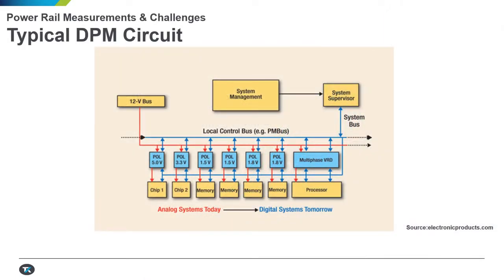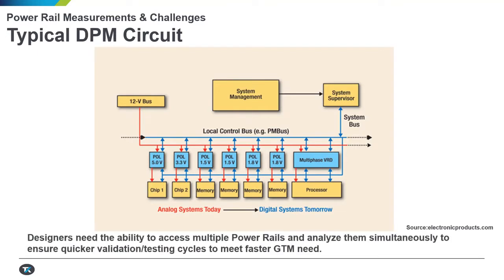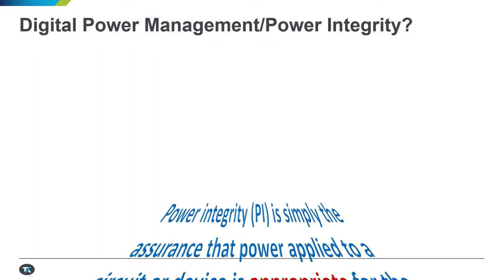Today we are going to talk about the new solution we have introduced, the digital power management solution for enabling power rail designs. A typical power rail circuitry would look something like this, which has multiple power rails to be verified, tested, validated and designed.